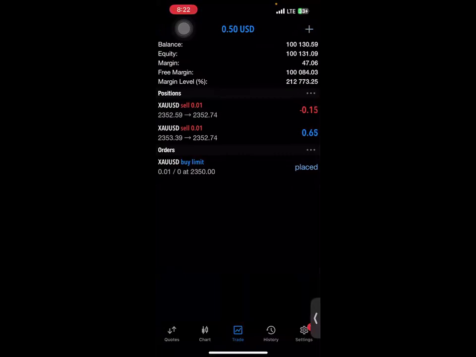Perfect. So we literally just placed a limit order. As you can see, if you did instant execution, you entered the trade immediately, right? But if you do limits, it's going to say placed because it hasn't gotten to that 23.50 yet. So when it gets to 23.50, it will automatically start the trade for you. All right. Do we all understand what I just explained?